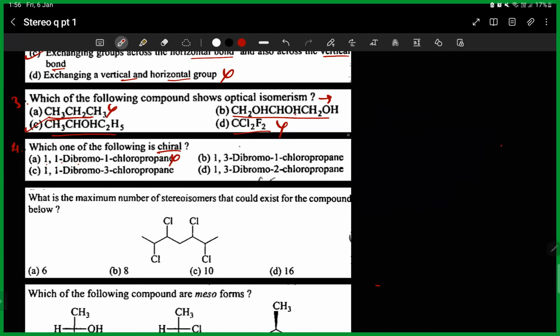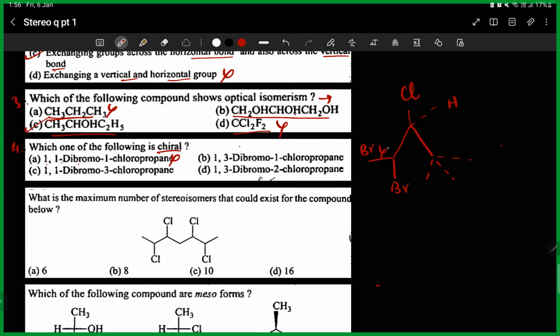Now let's look at C. 1,1-dibromo, 3-chloro propane. So here also you have a hydrogen, right? You have a hydrogen here, and then you have hydrogens here.